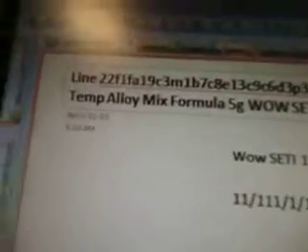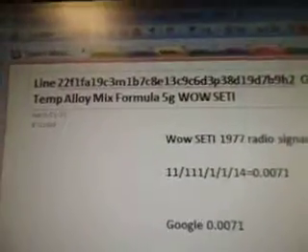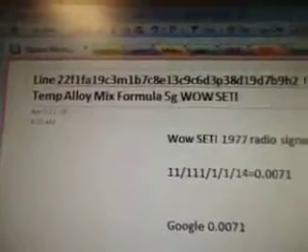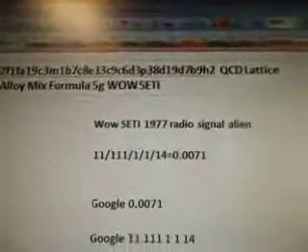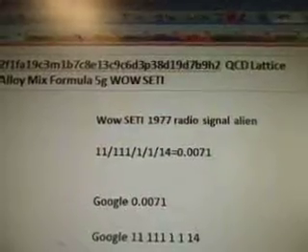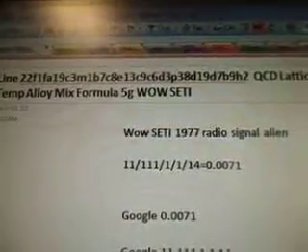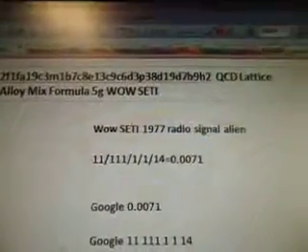Okay, this is part 284C3M1b7c8e13c9c6d3p38d19d7b9h2. Line 22f1fa19c3m1b7c8e13c9c6d3p38d19d7b9h2. QCD Lattice Temp Alloy Mix Formula 5G Wow SETI.